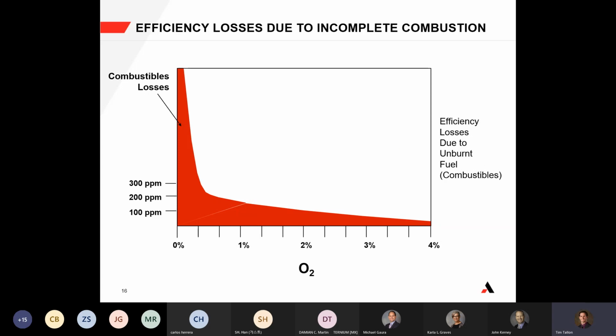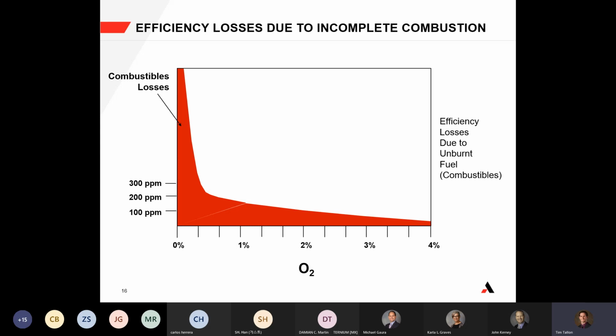But in the reverse case, when you operate with too low oxygen, you have a combustibles loss. You have incomplete combustion, basically unburnt fuel. As you get closer to stoichiometric conditions in reality, you start to see what they call combustibles breakthrough. At that point, you have a skyrocketing effect of combustibles that are not fully combusted. You have unburnt fuel exiting the stack.